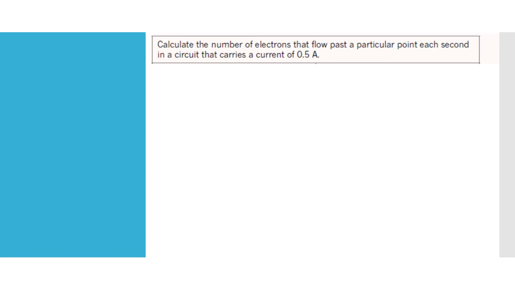Calculate the number of electrons that flow past a particular point each second in a current of 0.5 amps. Sorry, I misread. In a circuit that carries a current of 0.5 amps. Same thing as before, we rearrange it already. Q equals I T. That's 0.5 amps, and we have 1 second, so that's 0.5 coulombs.